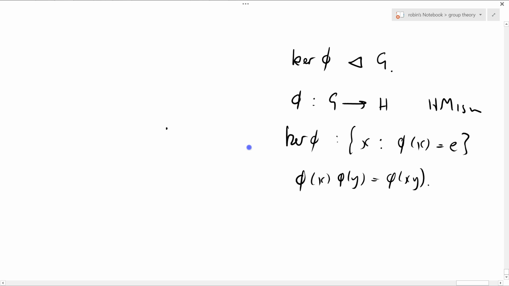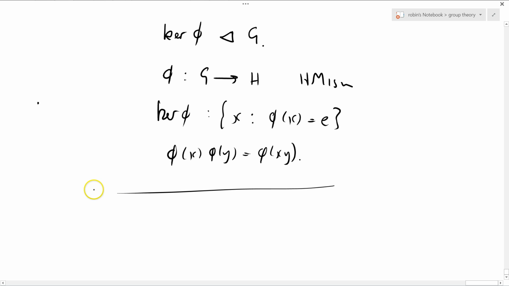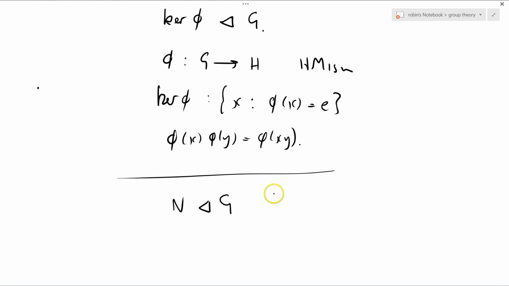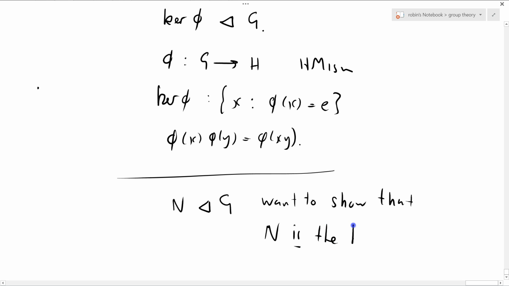What I'm going to do now is go the other way. I'm going to start with N being a normal subgroup of G, and I want to prove that N is the kernel of some homomorphism, which I'm going to cook up. So we're going the other way.